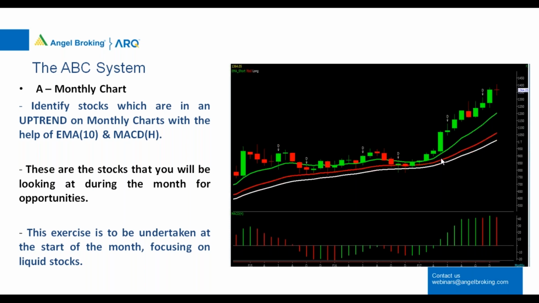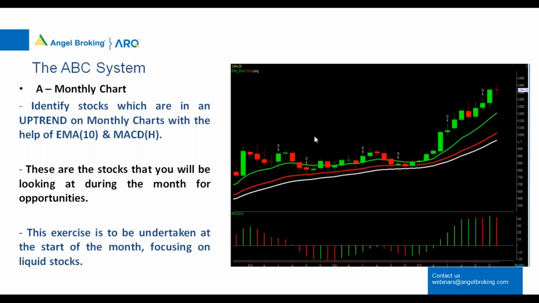So first of all, you look at the monthly chart. When you look at the monthly chart, you know that Unilever is in an uptrend, so I will be looking at buying opportunities. These are the stocks that you will be looking at during the month for opportunity. Once you've identified the stocks which are in an uptrend on the monthly, you shortlist those stocks. And this exercise is to be undertaken at the start of the month.